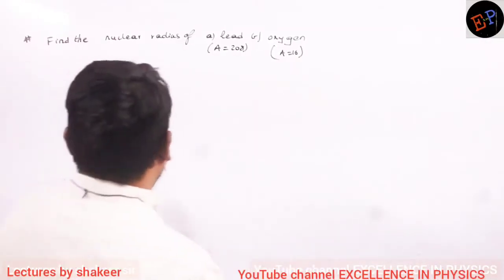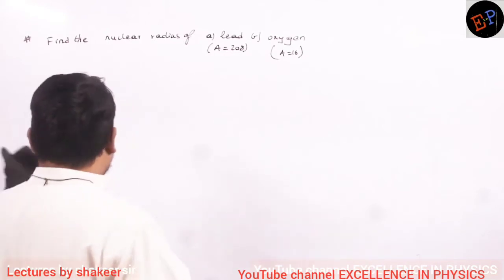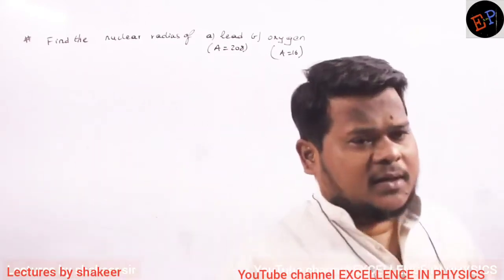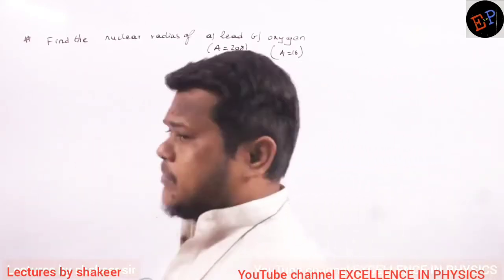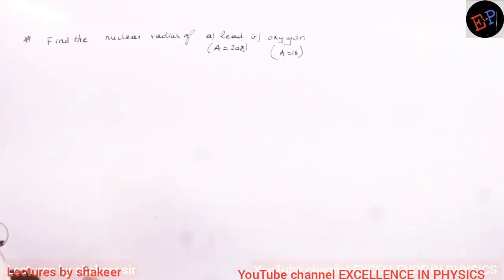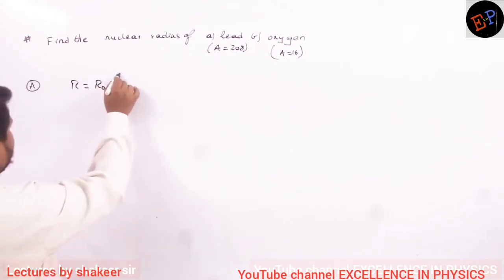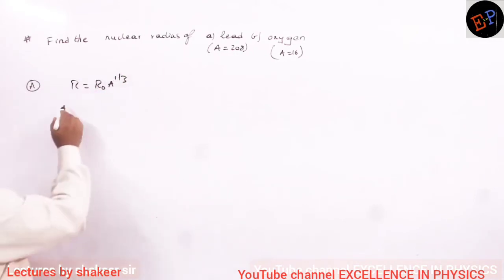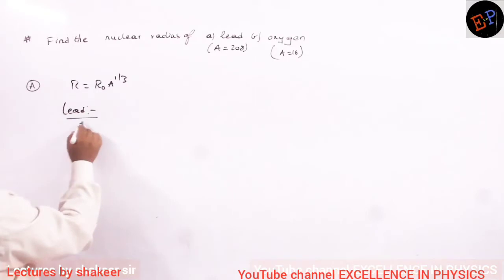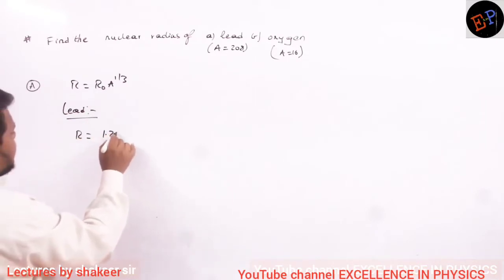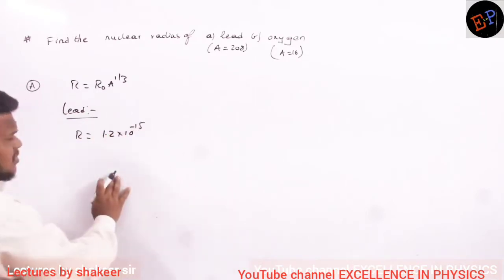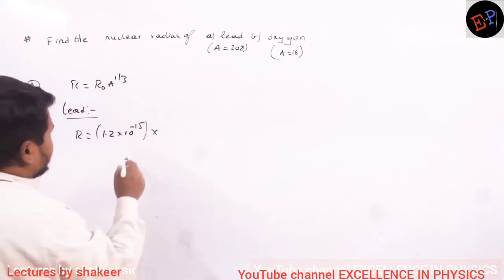Okay, so he is asking us to find out the nuclear radius of lead and oxygen. Clear now? So yesterday what was the equation which we studied to calculate radius? R is equals to R naught A power 1 by 3. This is the equation. So just substitute this value for lead. R is equals to R naught, value is 1.2 into 10 power minus 15, this already we have calculated, multiplied by A, meaning mass number.